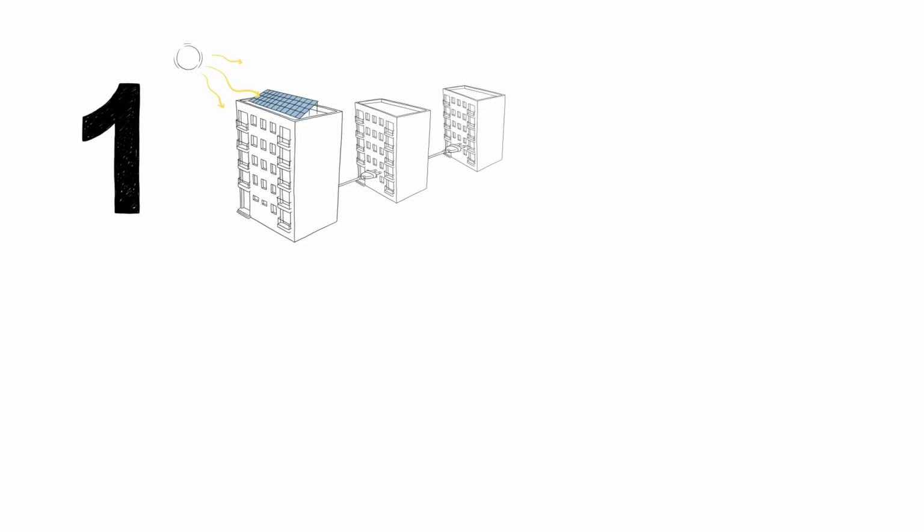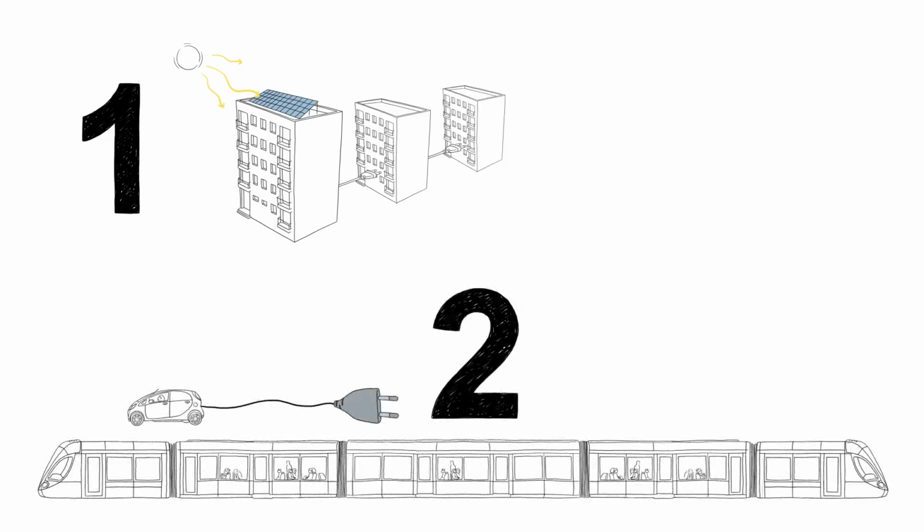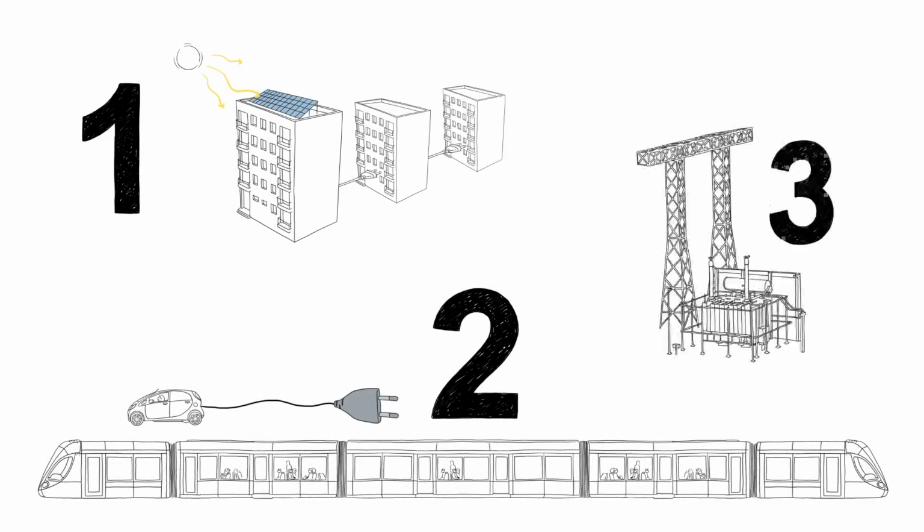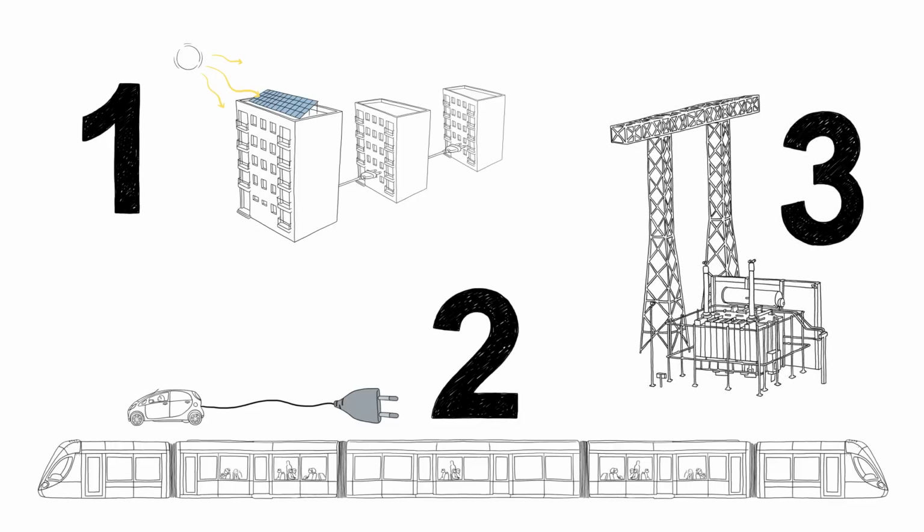So, in summary, energy that's consumed, produced, and shared by all of us more intelligently than ever before. A multimodal approach to transport, consisting primarily of electric and public transportation. The emergence of a new smart grid for supplying cities with electricity.